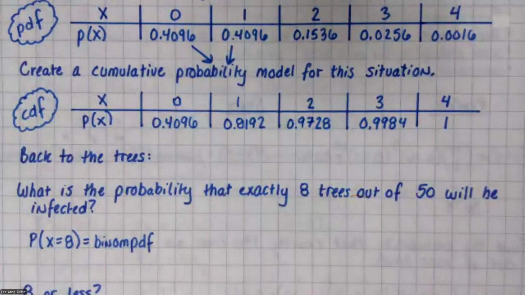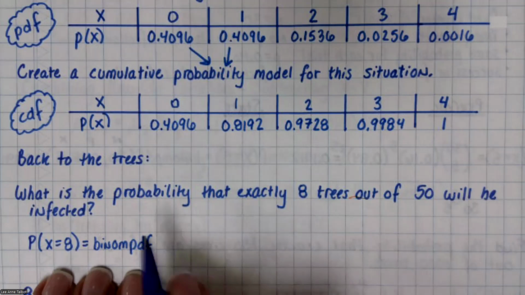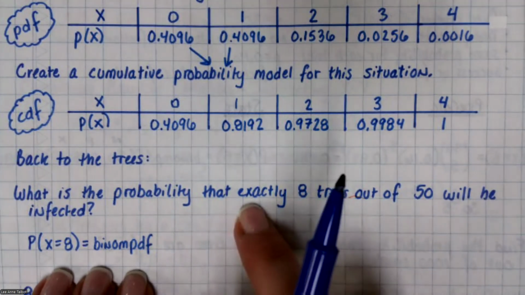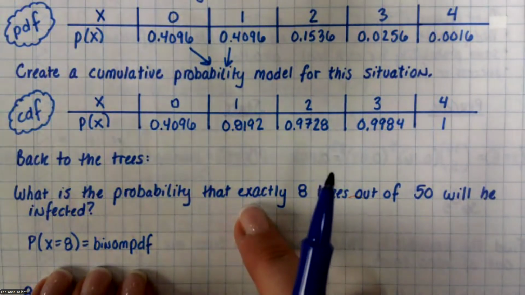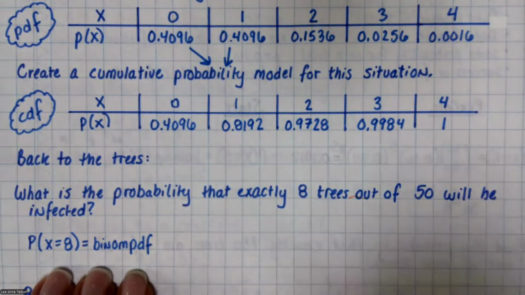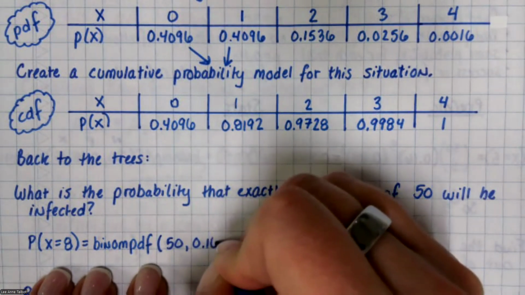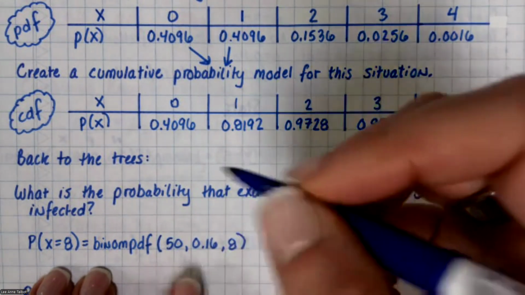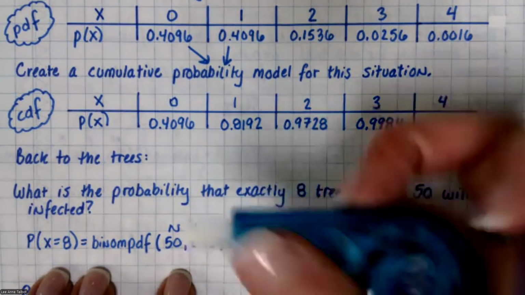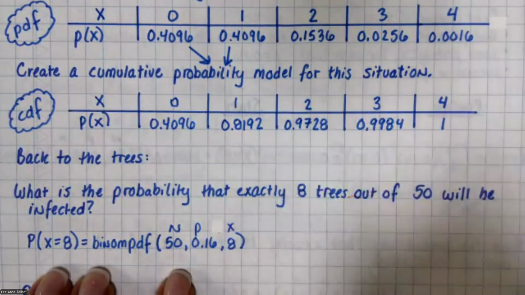Okay, now what makes this PDF instead of CDF? It's one word in here. Exactly is the word I'm looking for. Exactly is telling you that it's PDF because it's equals 8. Okay, and so I have 50 trees, 0.168, exactly 8.